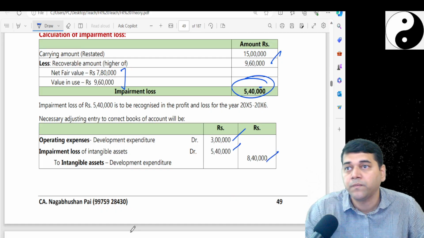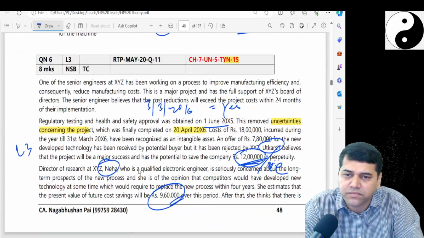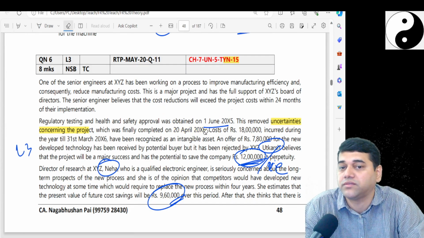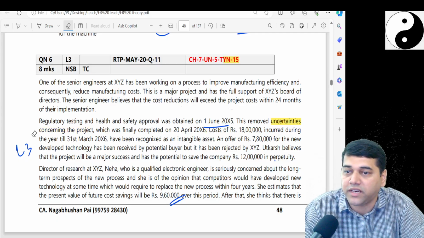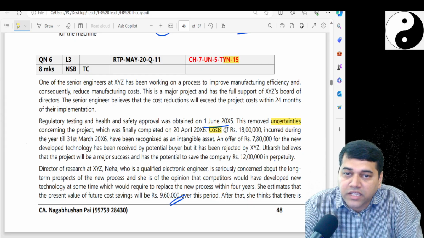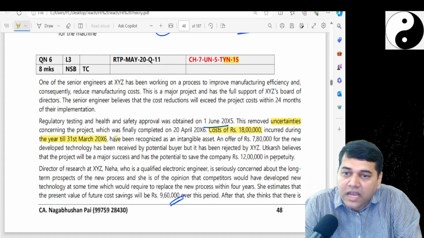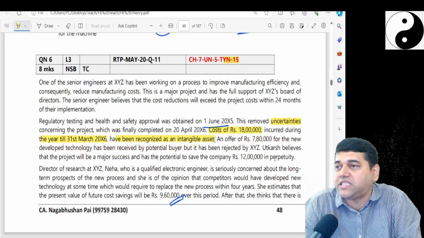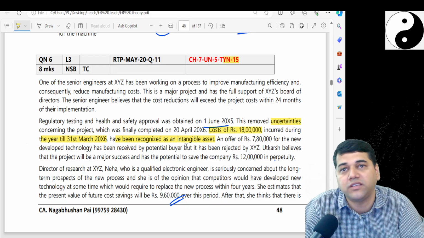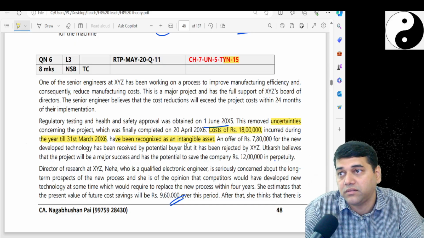So now in the examination, one more issue is there, students. Actually there are two issues. Yeah, I think what you said is right. Capitalization is also an issue because they incurred a cost of 18 lakh and recognized it as an intangible asset. This is one of the issues. That's why we wrote that first part of the theory. Yes, it is an intangible asset, but not the full part.